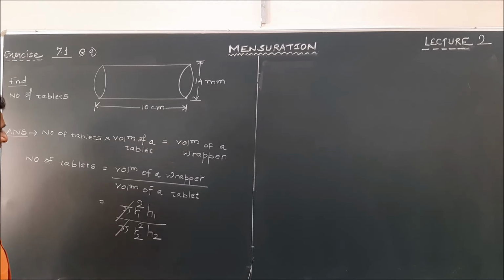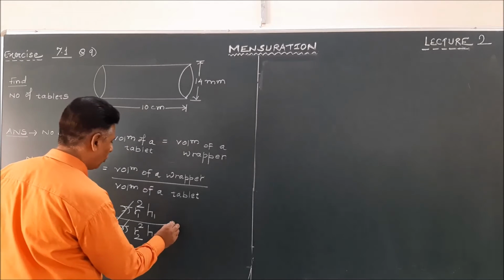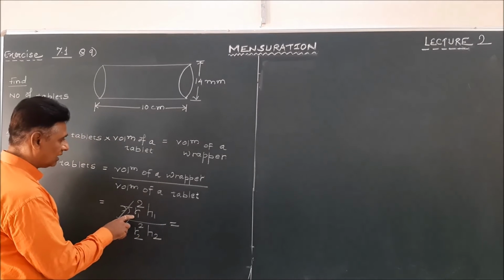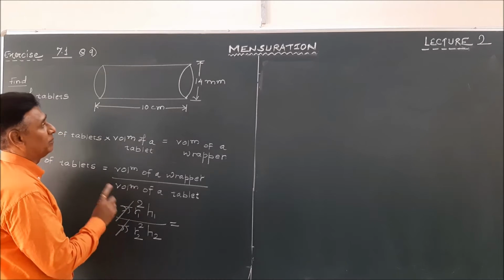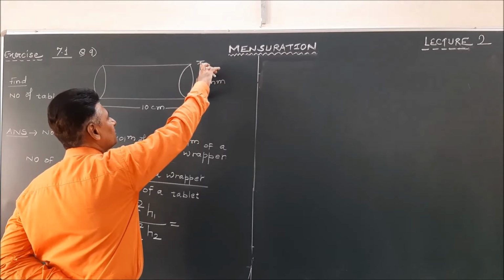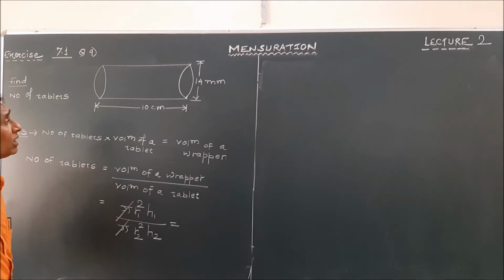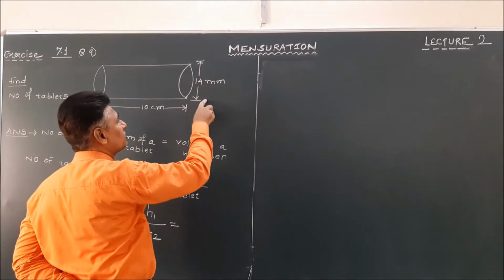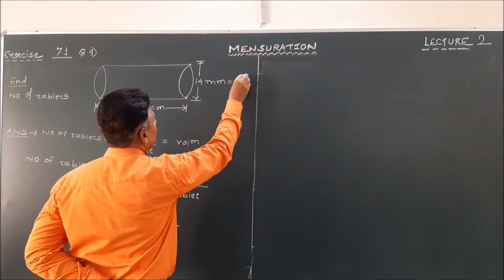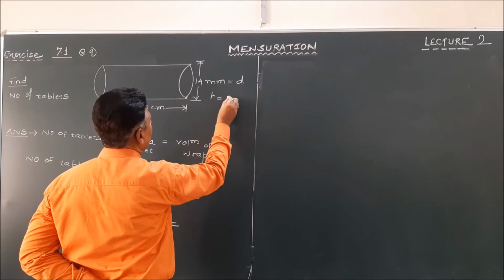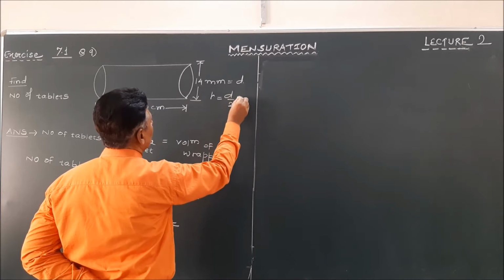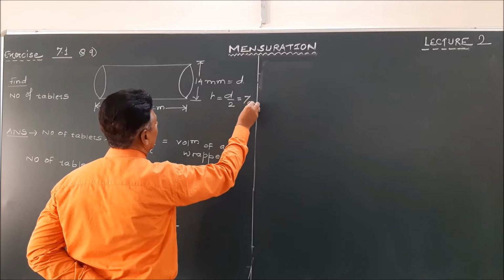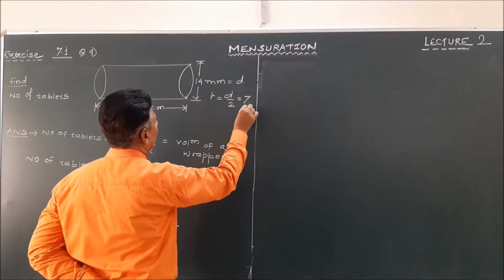Okay. Now we will find the next step. What is the radius of the wrapper? How much is it? 14 mm. But 14 mm is not the radius. This is the diameter. So radius is equal to diameter upon 2, that is equal to 7 mm. Very important.